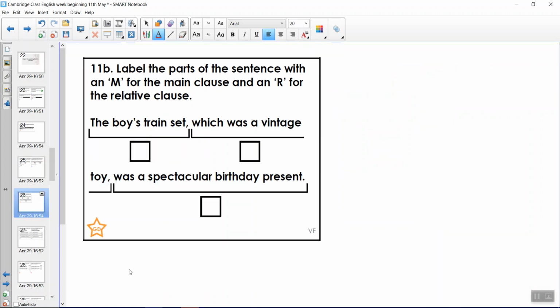We'll do the same again. The boy's train set, which was a vintage toy, was a spectacular birthday present. Well, I can see the relative pronoun there, which. So there's my relative clause. It's describing the boy's train set. And my main clause has been split by my relative clause. So I need two M's.